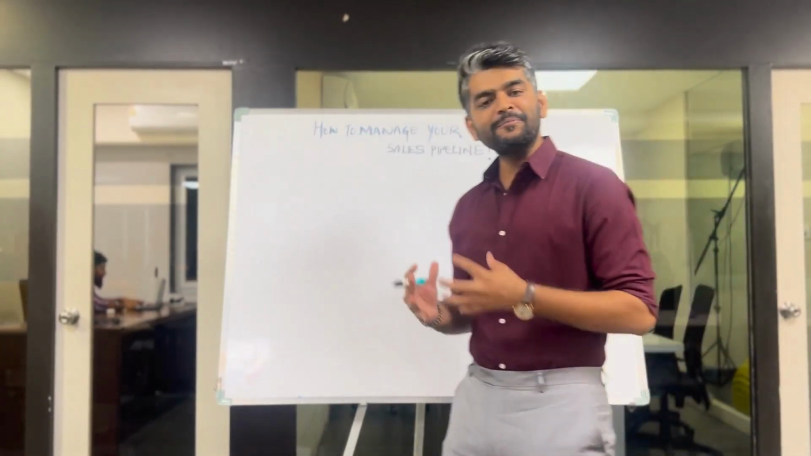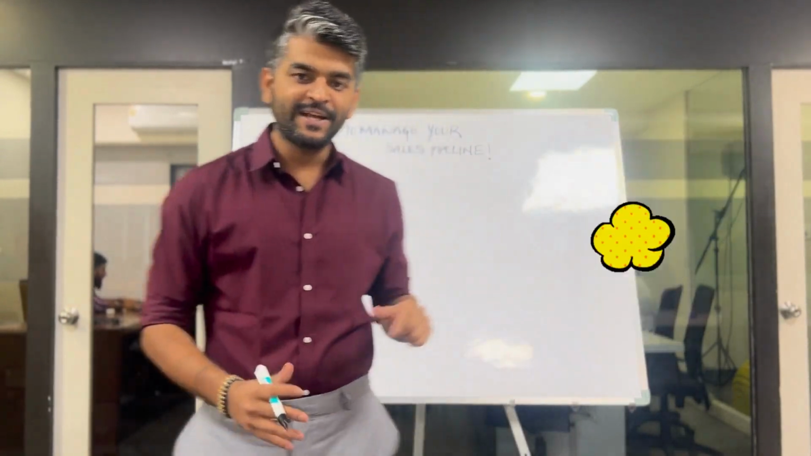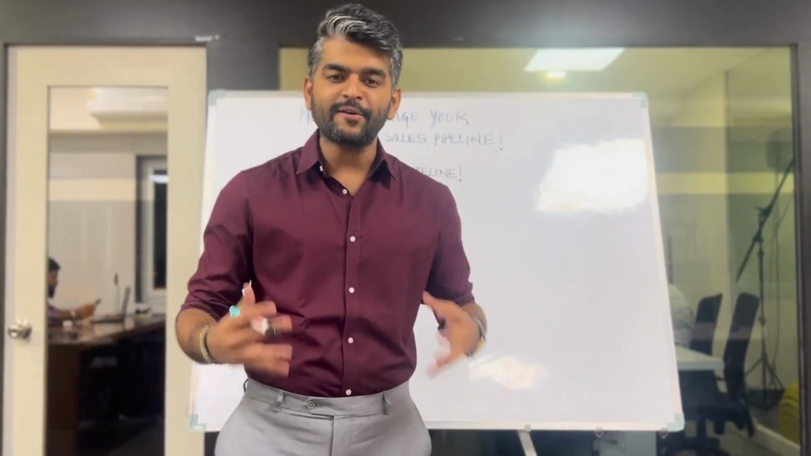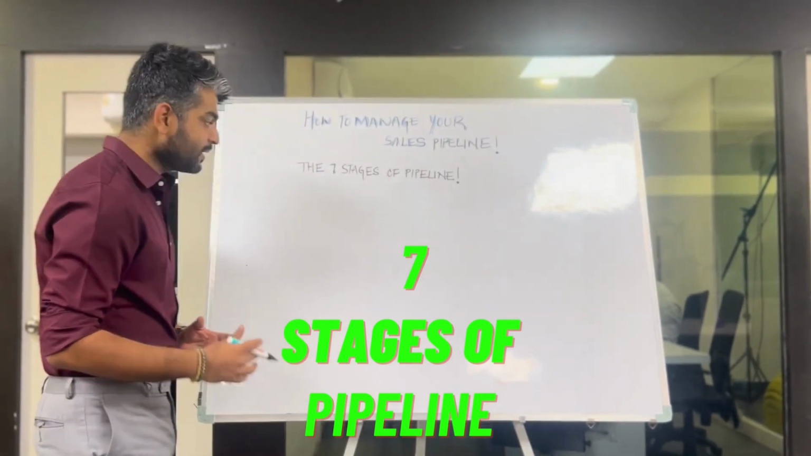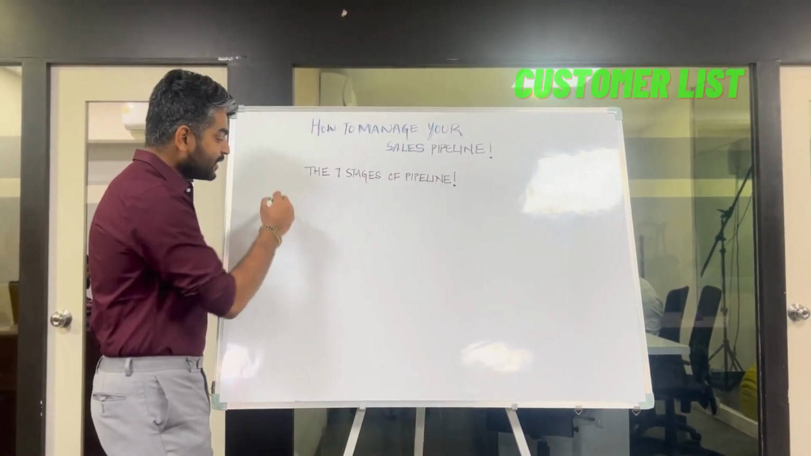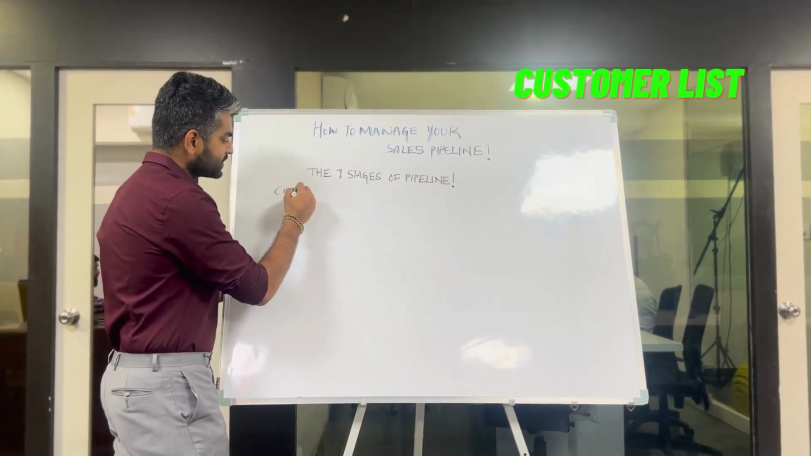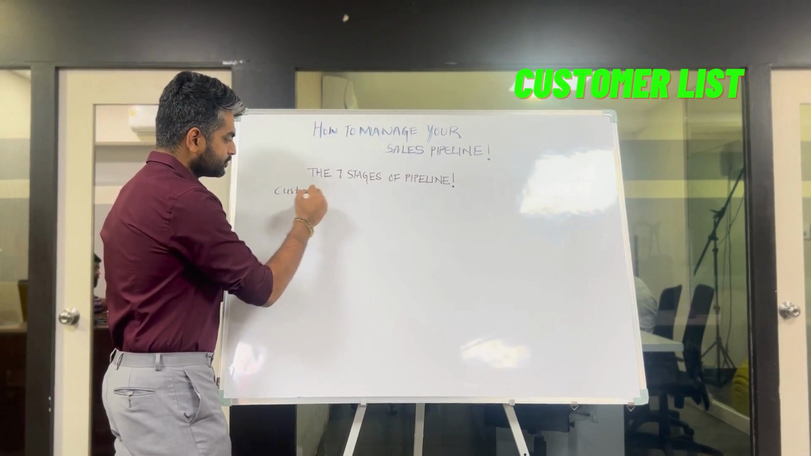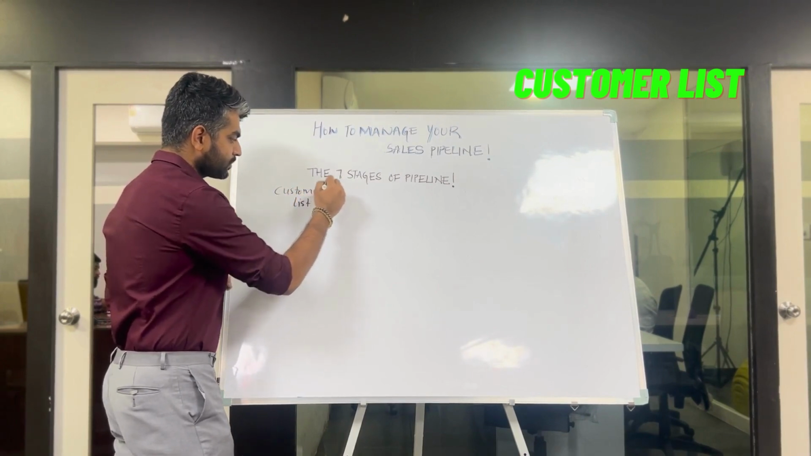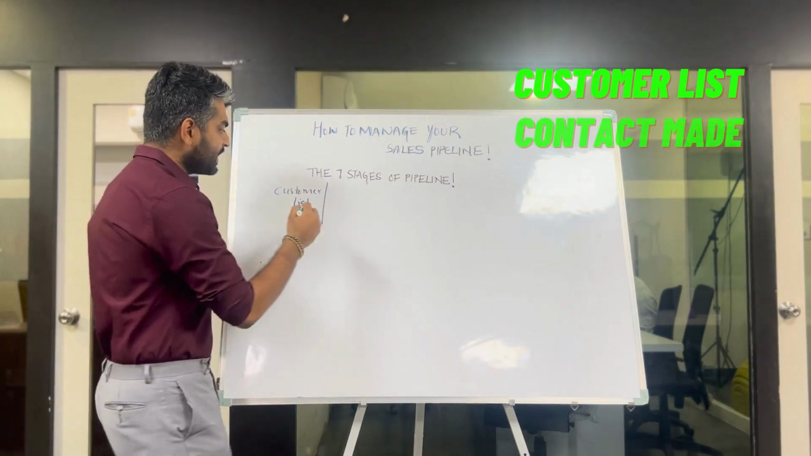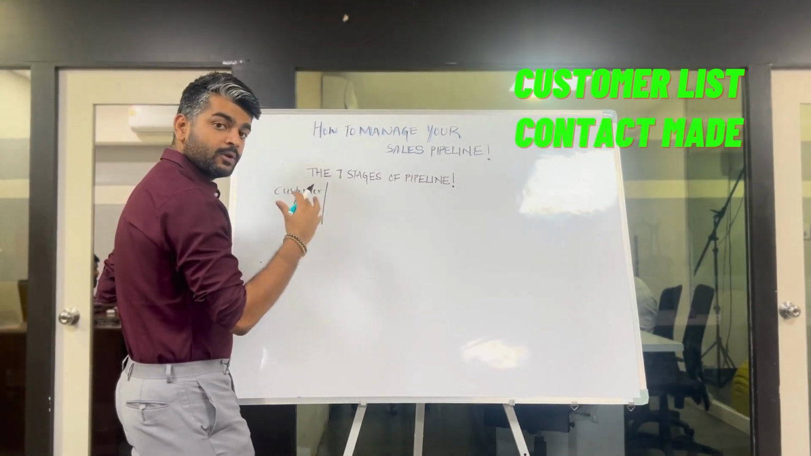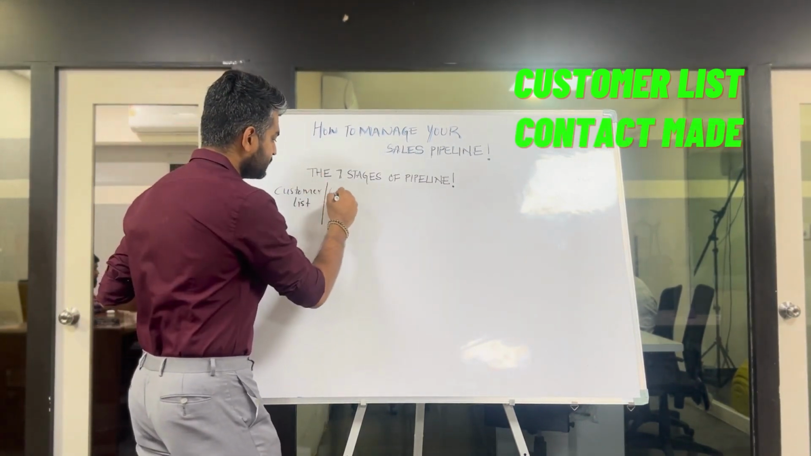Now the pipeline comprises 7 stages. Now let's get right into the 7 stages of the pipeline. The first stage is where you have the customer list. Post that, we put those people with whom contact has been made.